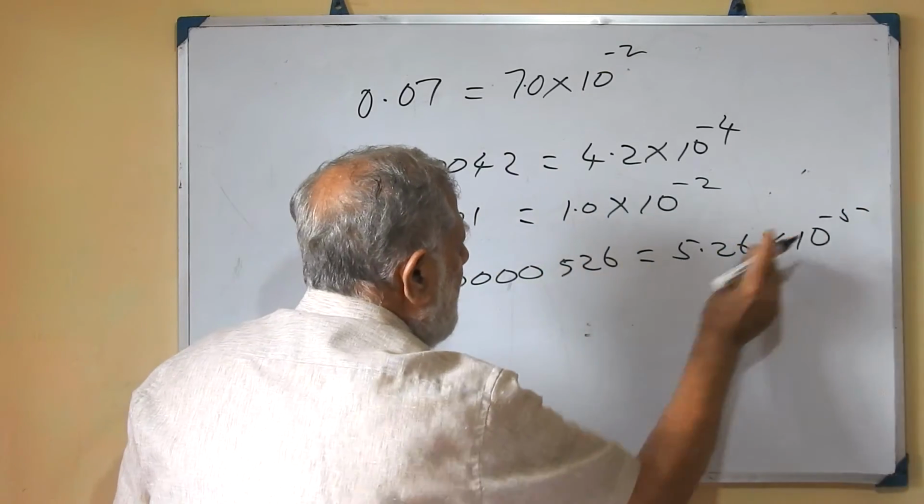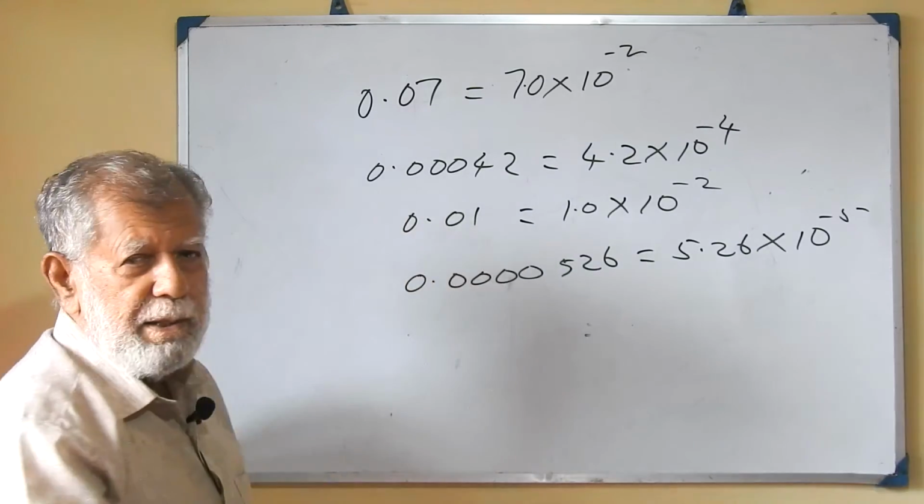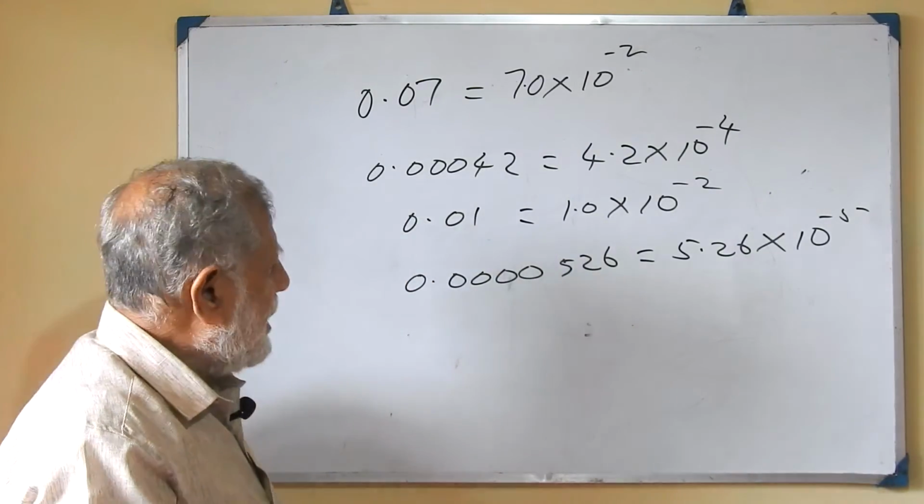Why do you put minus 5? Because from this decimal we are coming to this decimal backwards, left hand side. When you come from left hand side, it is always minus. So this is how it comes.